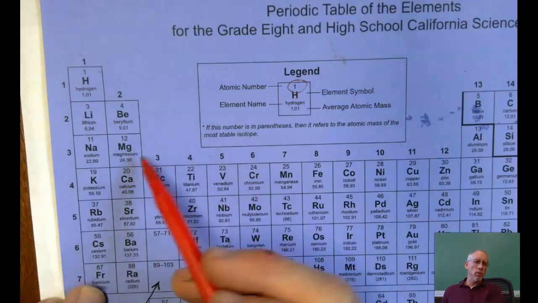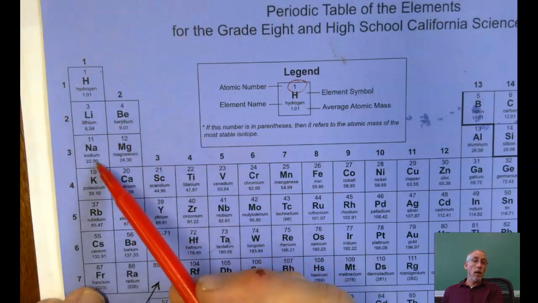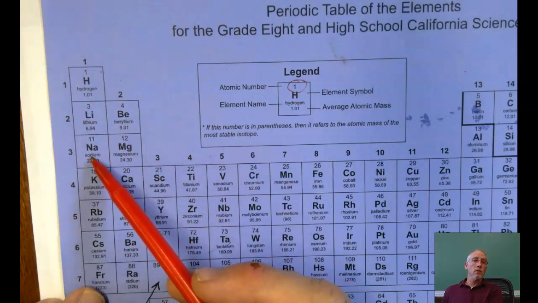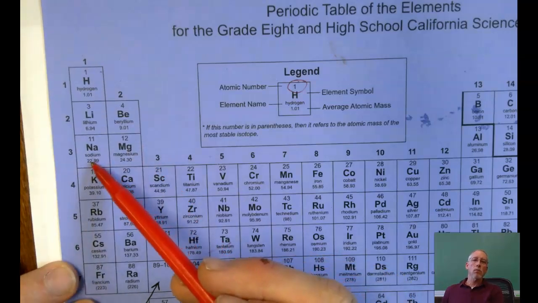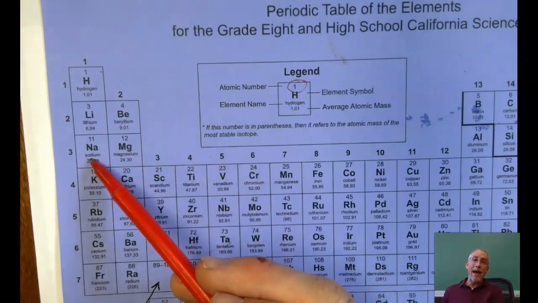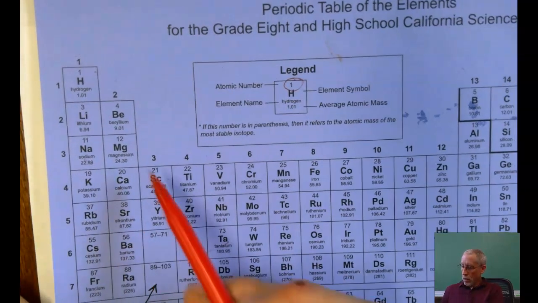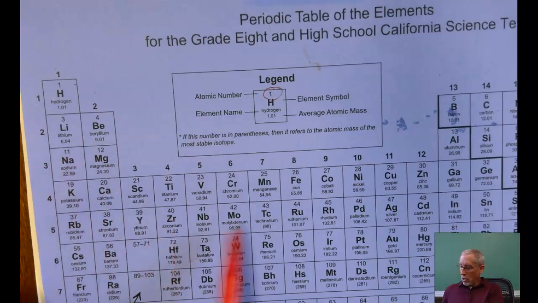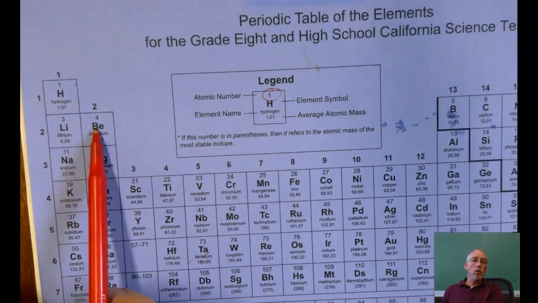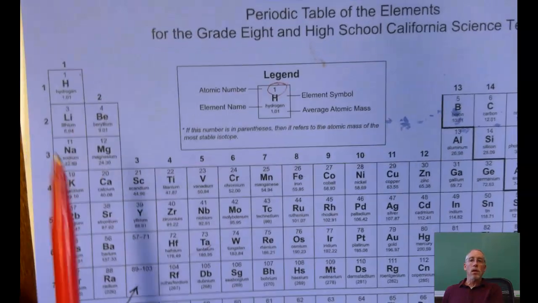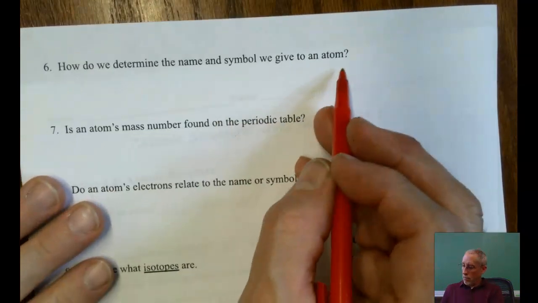Usually the name and the symbols are kind of similar, like here lithium is Li. But sometimes they're different, like sodium is not So, it's Na. That's because the original name for sodium was in a different language, Latin. So it has a different symbol. So we can match up each name and symbol with the box that it's in, which also means it's related to its atomic number. So how do we determine the name and symbol we give to an atom?